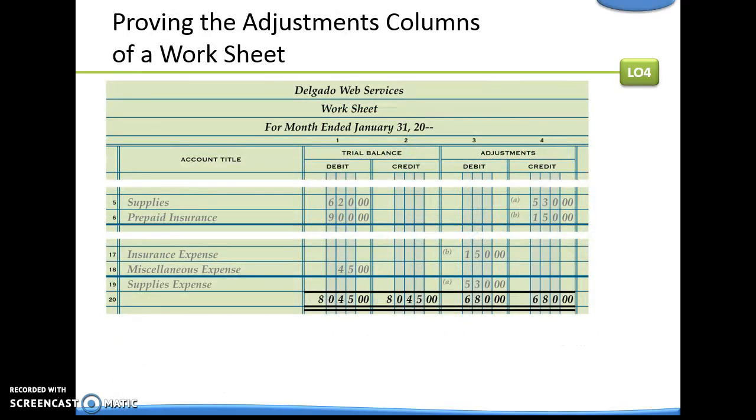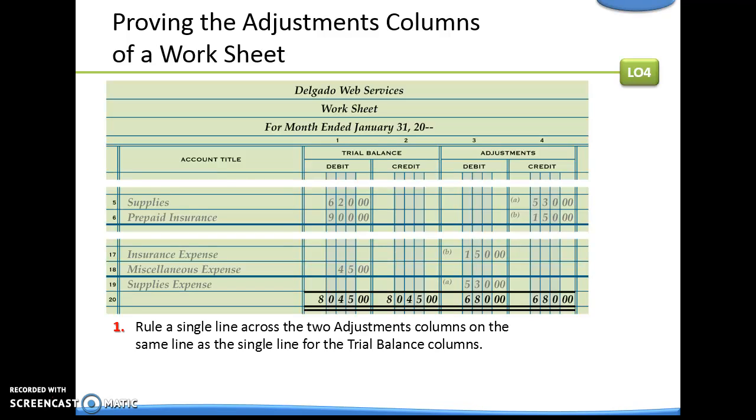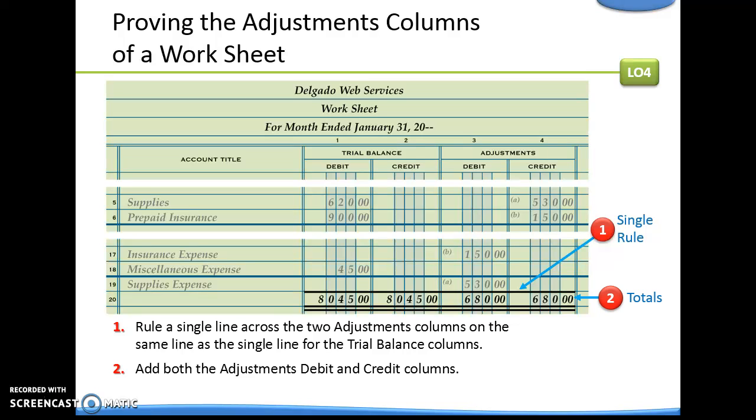Prove the adjustment columns of a worksheet. Rule a single line across the two adjustment columns on the same line as a single line for the trial balance columns. Add both the adjustments debit and credit columns. Rule double lines across both adjustments columns.